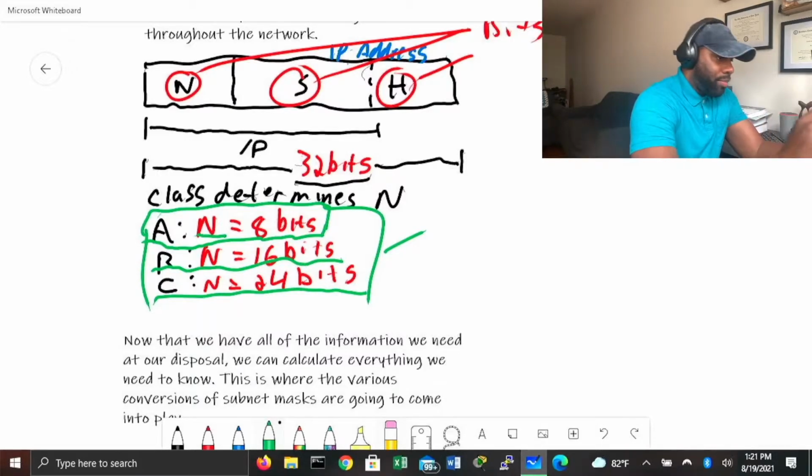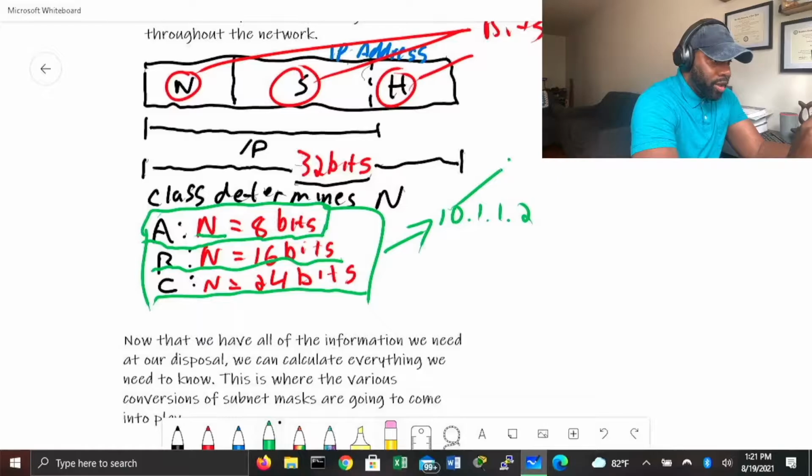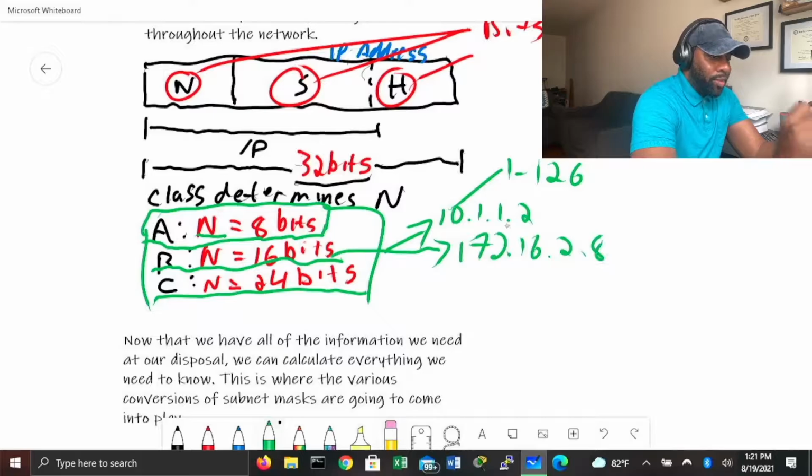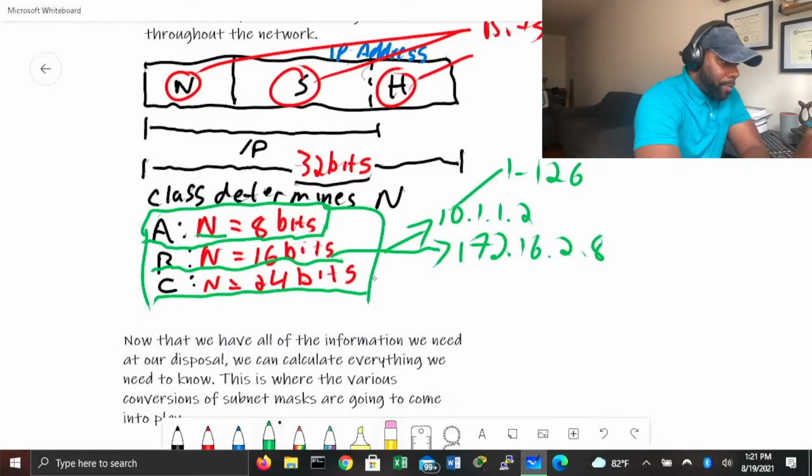So we have an example here. We'll have, I don't know, 10.1.1.2. We know that it's class A because this falls between 1 and 126. And this is an example of, I don't know, random 172.16.2.8. That's class B. And we know class C already, right?